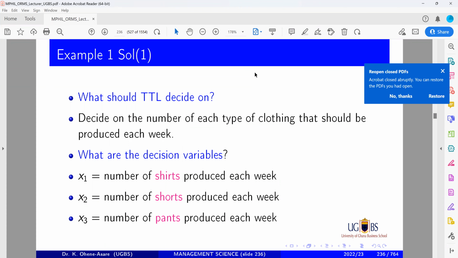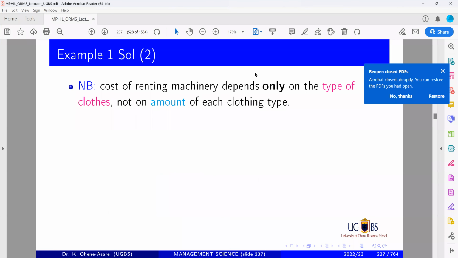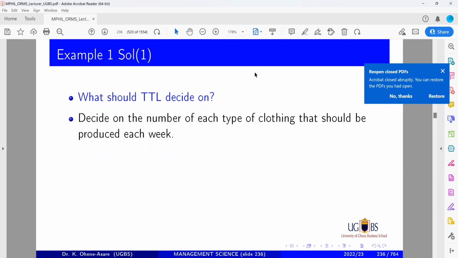But there's something also you got to work on. We are told that the cost of renting a machinery depends only on the type of clothes. It doesn't depend on the amount of each clothing. This is very important. This is where sometimes it can be abstract in your head. Go back to the sentence, it'll give you a better understanding.